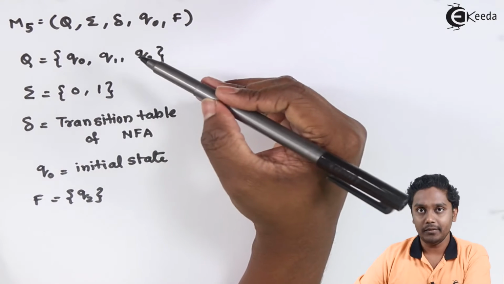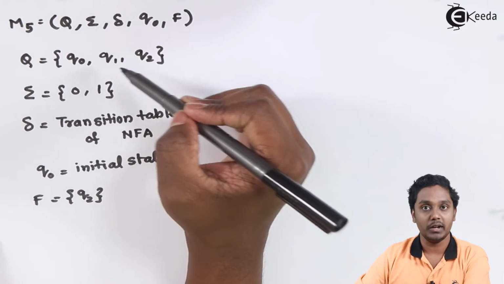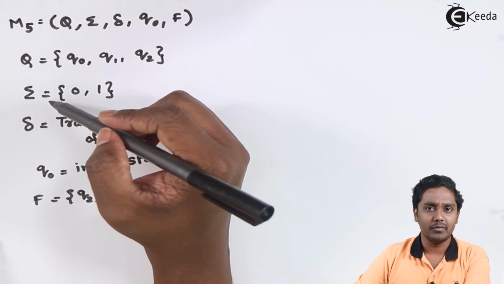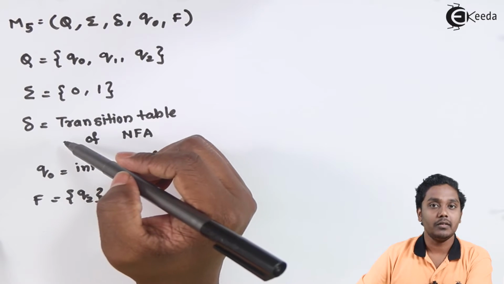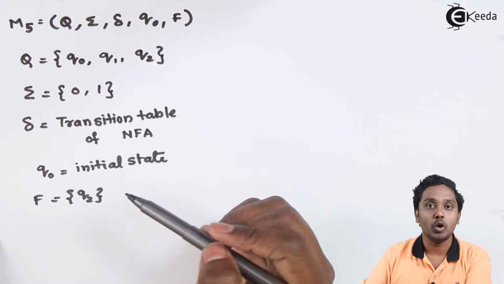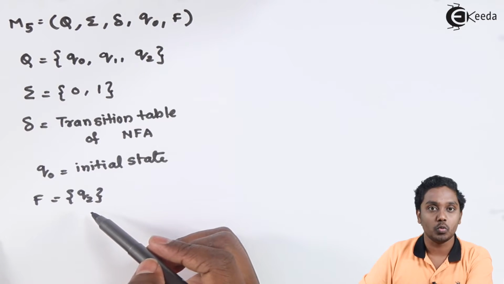For machine M5, Q is a set of states. Here it is Q0, Q1 and Q2. Sigma is the alphabet containing binary 0 and 1. Delta is a transition function. Here it is a transition table for the NFA. Q0 is the initial state and F is the final state. Here it is Q2.